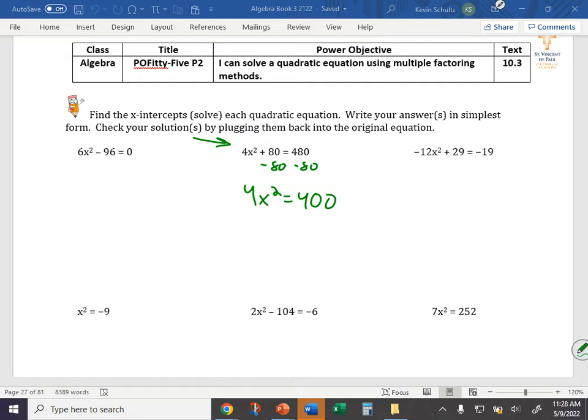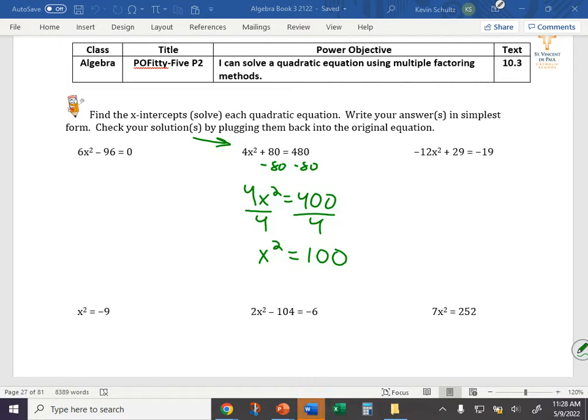But anyway, where do we go now from here? What would our next step be? Opposite operations. Look back to your notes from Thursday, or just think about solving an equation. We took care of the constants. So now we would move to dividing by 4. Divide by 4. And we get x squared equals 100.